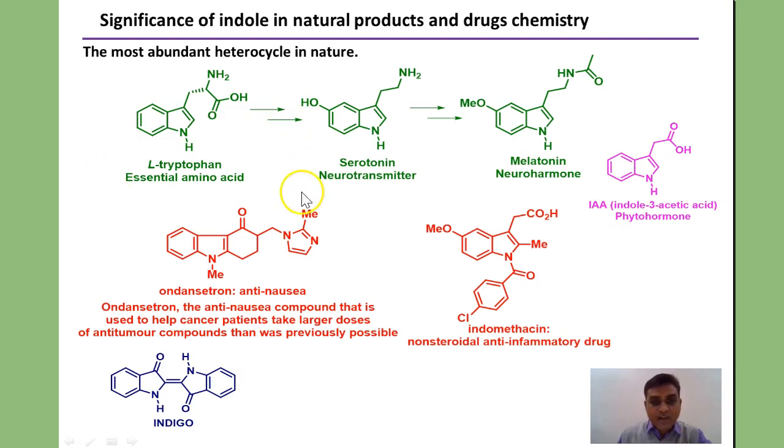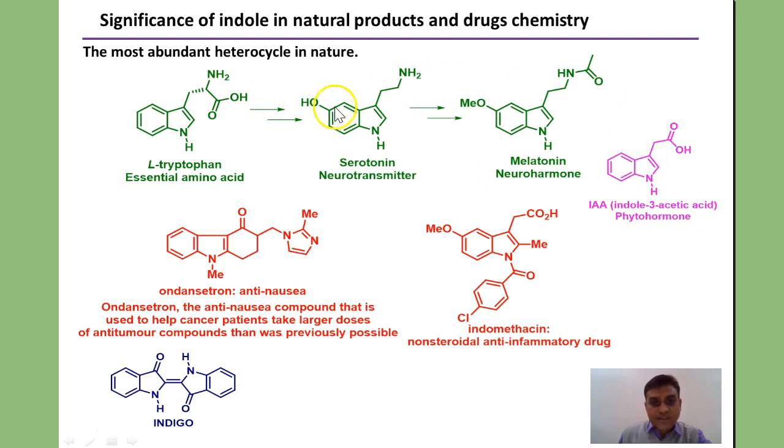Now, apart from alkaloids, there are other naturally occurring molecules which contain indole as a substructural unit. We have already seen the utility of L-tryptophan in the biogenesis of alkaloids. Another one is serotonin, which acts as a neurotransmitter. The third one is melatonin, which acts as a neurohormone. Again, the biosynthesis of serotonin as well as melatonin starts from L-tryptophan. Another interesting and important class of naturally occurring compounds is indole 3-acetic acid. It is abundant in plants and acts as a phytohormone.